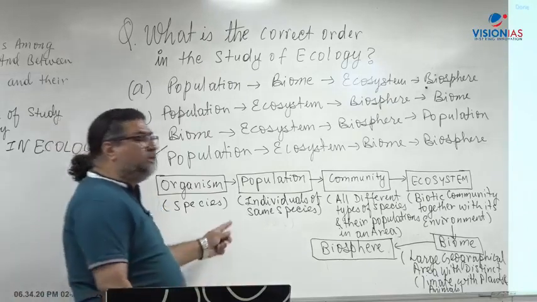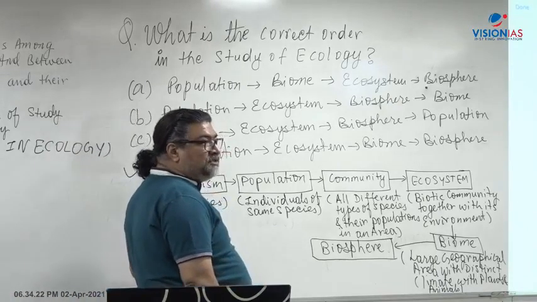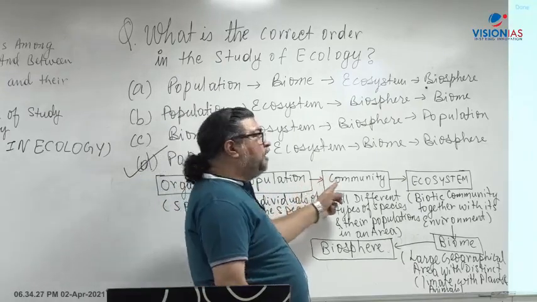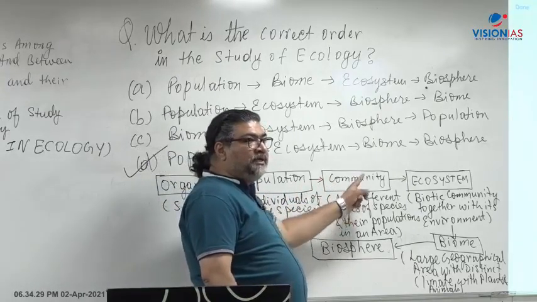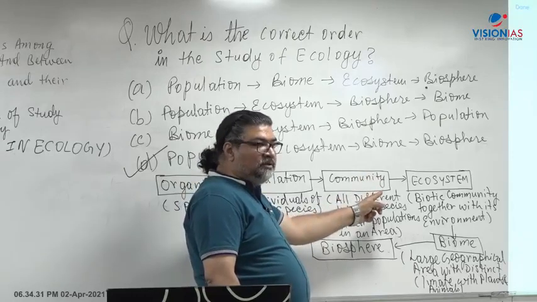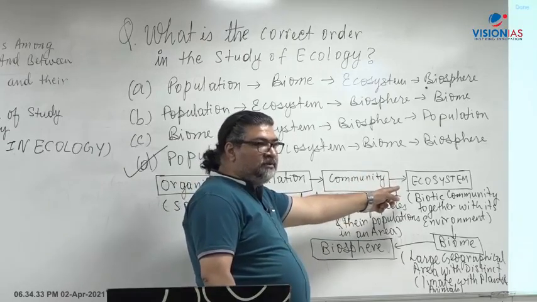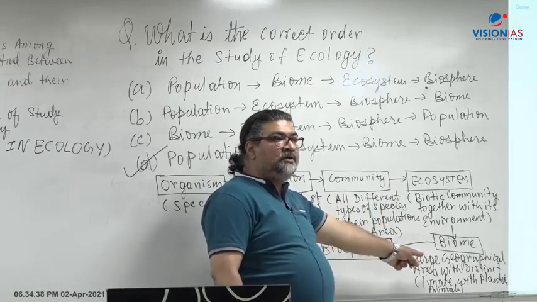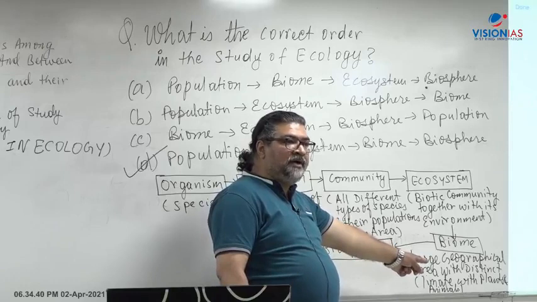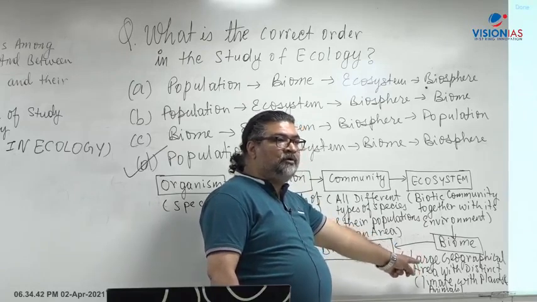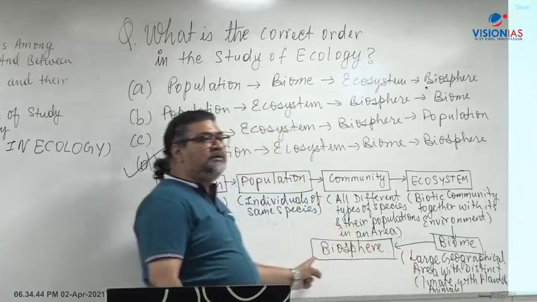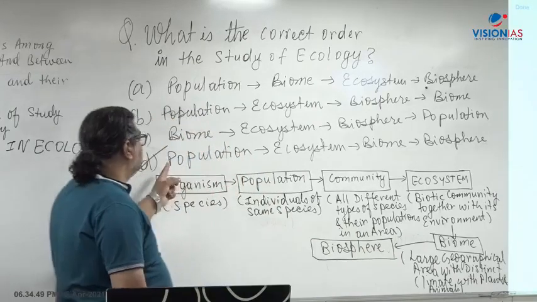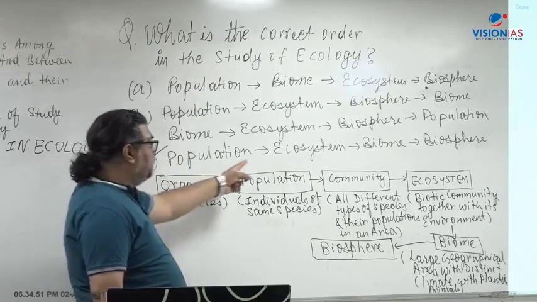So what is the correct order? Organism as a part of species becomes part of population. Population of species becomes part of community. Community with the interaction and with the environment forms the ecological system. Large ecosystem with distinct climatic conditions together with the flora and fauna forms the biome, and all the terrestrial biomes with the marine biome form the biosphere. So what is the correct order? Population that makes ecosystem.